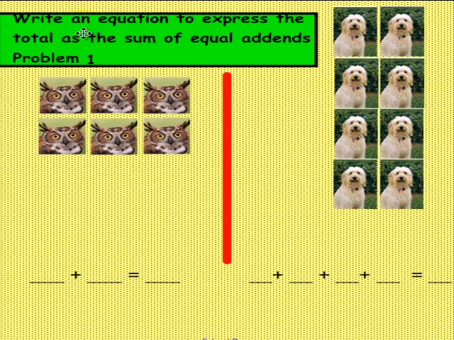Problem 1. Write an equation to express the total of the sum of equal addends. You'll notice that we have some owls here on the left and a dog here on the right. What we would like for you to do is write an equation that would represent the picture of the owls on the left and an equation which would represent the picture of the dog on the right. If you would please, pick up a pen to solve this problem.